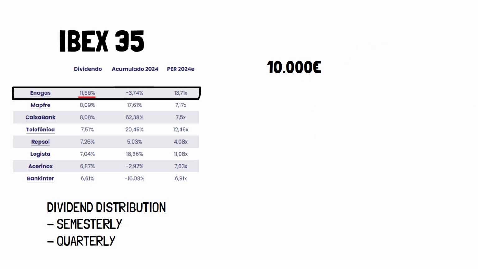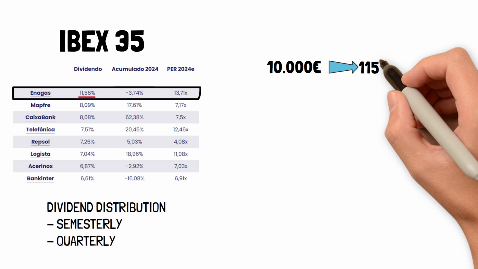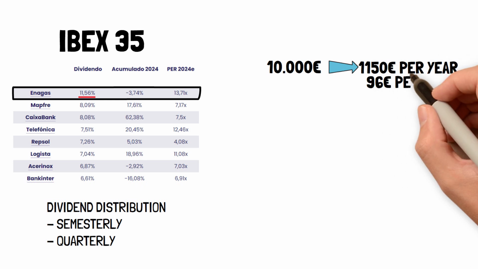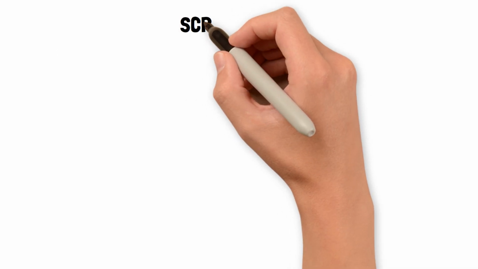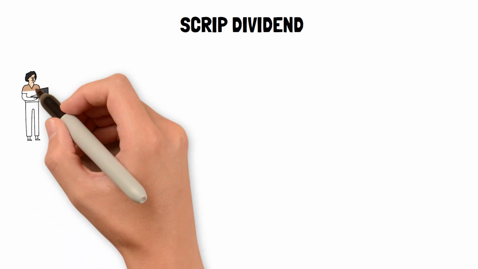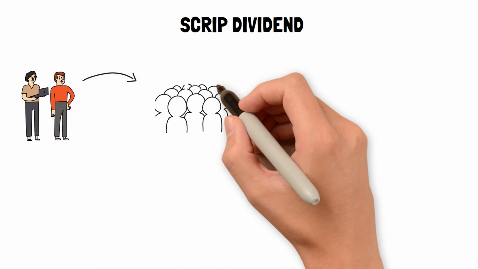This means that if we invested about 10,000 euros in this company, at the end of the year we would have been paid about 1,150 euros in 12 months, which would be about 96 euros per month. Another way in which some companies could pay us are the scrip dividends, which would be the payment of dividends in shares, so to earn money you would have to sell them.